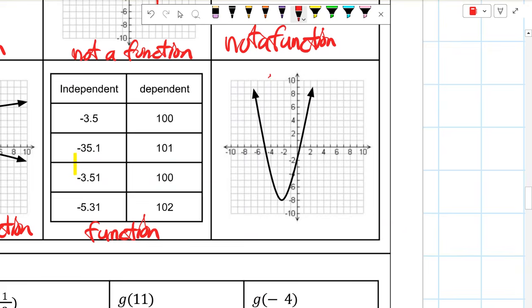And anywhere you would draw your vertical line test, it's going to cross through exactly one time. It does not matter where you go. So this one is a function.